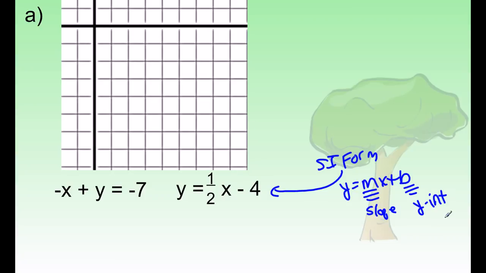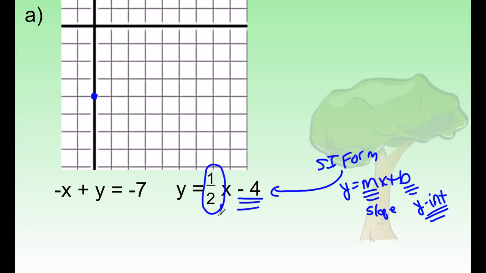This graph has a y-intercept, and this is the first place you start. It has a y-intercept of -4. So this line crosses my y-axis at -4. -1, -2, -3, -4. I guarantee that is a point on this line. So I found my y-intercept. The second thing I would do is move the way the slope tells me to move.